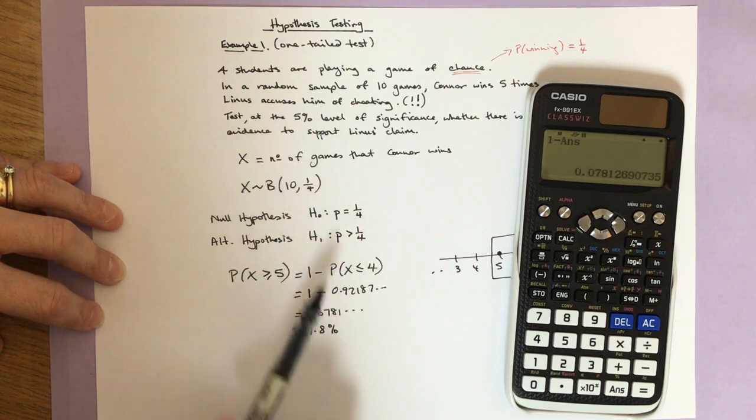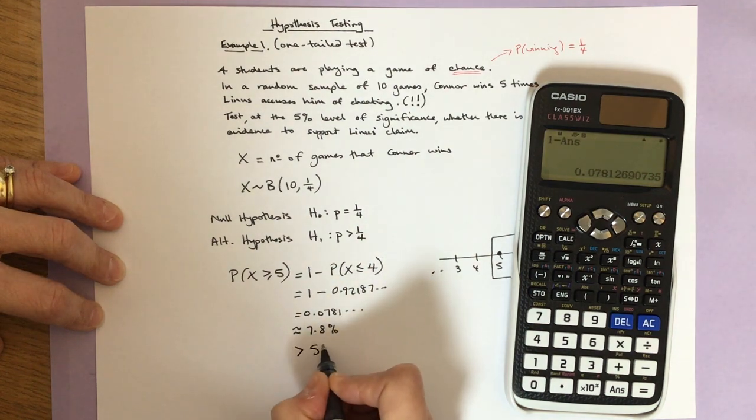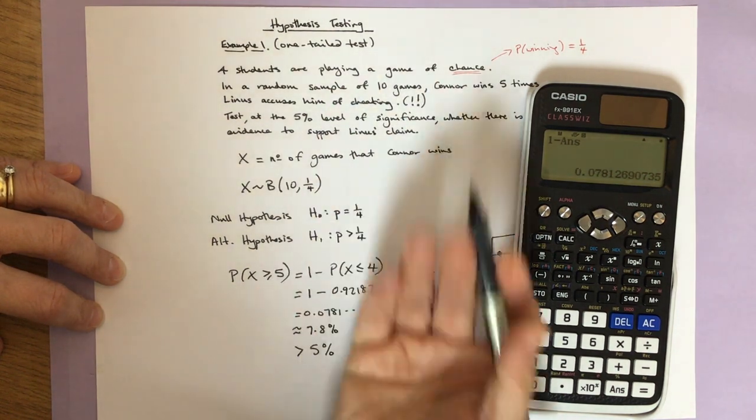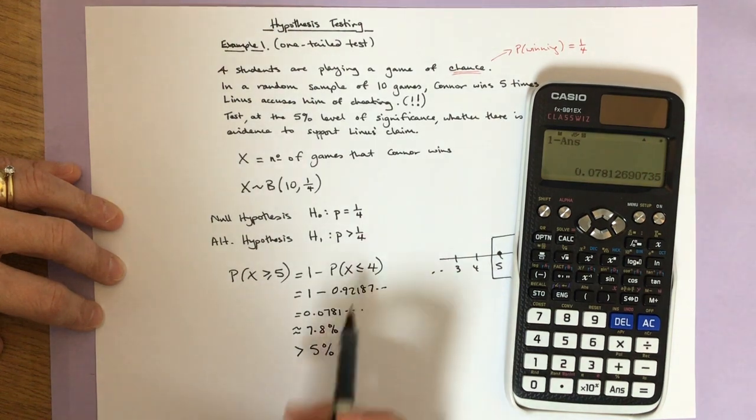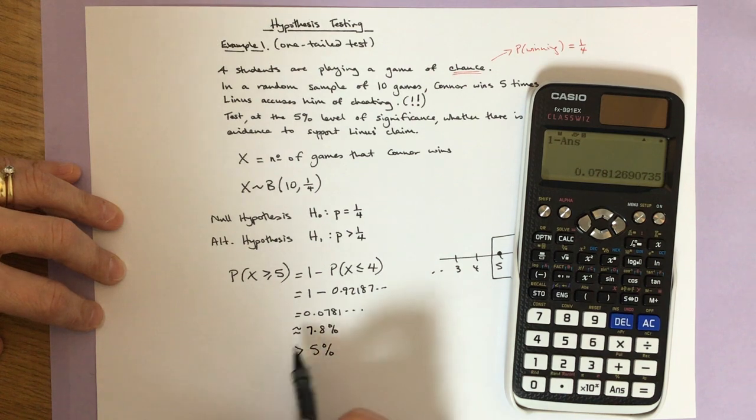So at the 5% level, there definitely isn't, because this is greater than 5%. So we say, actually, there's a reasonable chance of that happening. There's about an 8% chance of Connor winning 5 times anyway. So he might not have cheated. There's no evidence to say that he's cheated. Okay, doesn't mean he hasn't cheated. It means statistically there's no evidence to show that. So if he did, he's got away with it.